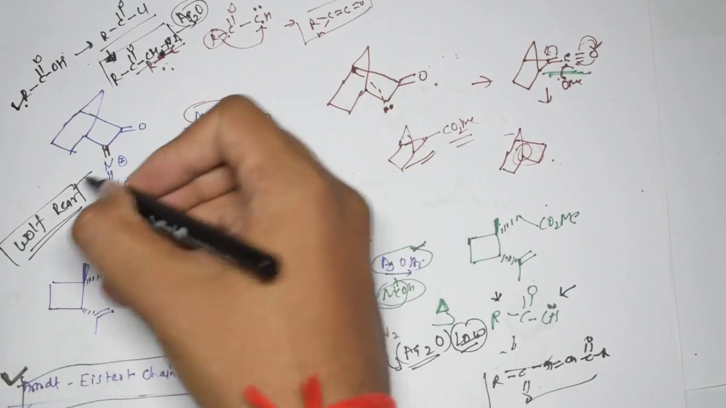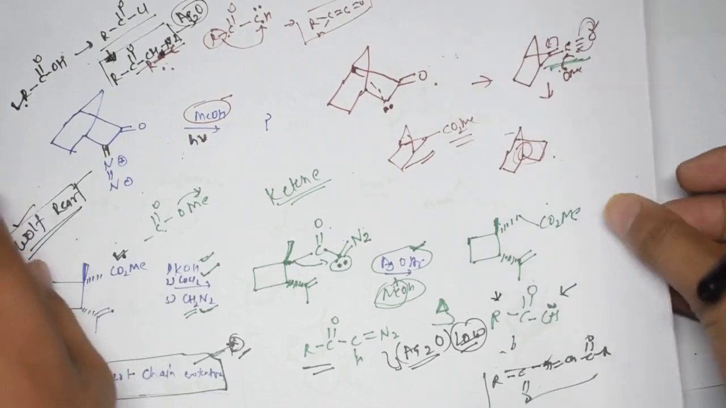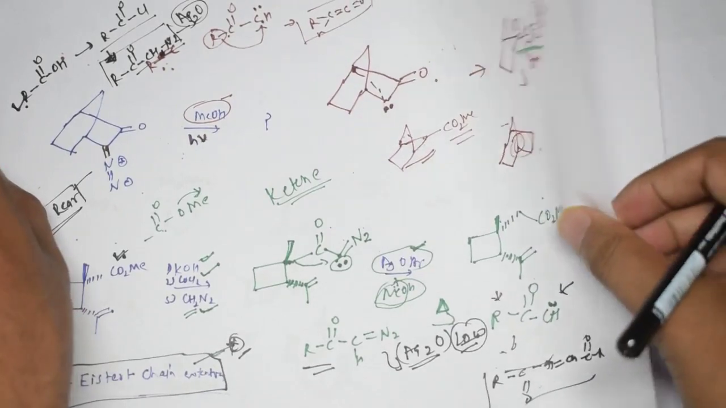First of all we had this Wolff rearrangement and this Arndt-Eistert, and we have also discussed the Simmons-Smith reaction and the Reimer-Tiemann reaction. These reactions are all based on carbene formation. Now let's take a different example and see what will happen in that case.